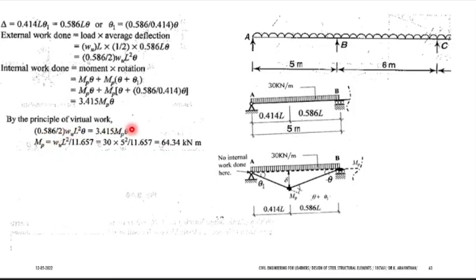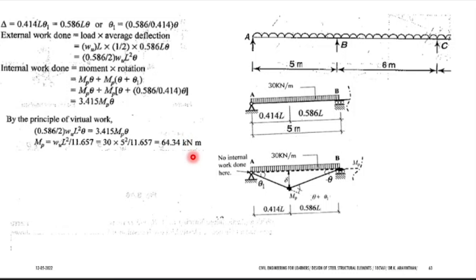See, if you equate that, you can substitute WU. WU is the load. Earlier, before the problem, we have taken it as a constant, and now you can substitute WU is 30 and L is 5 here. So you substitute both the values, you will be getting the answer as 64.34. Are you getting that? Yes. So it will be in terms of kilonewton meter.